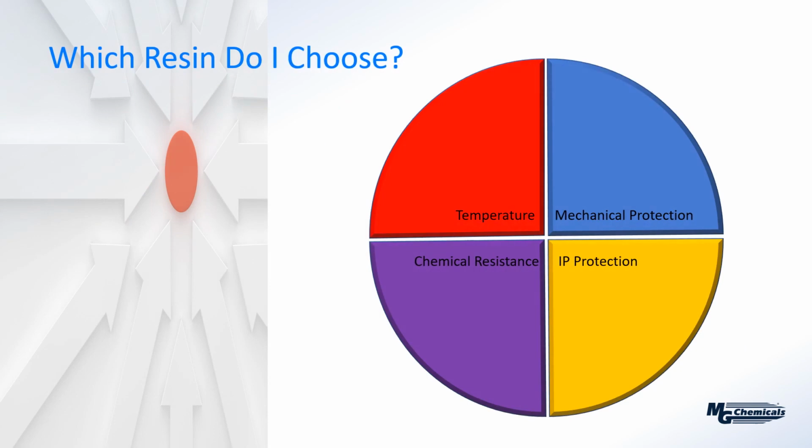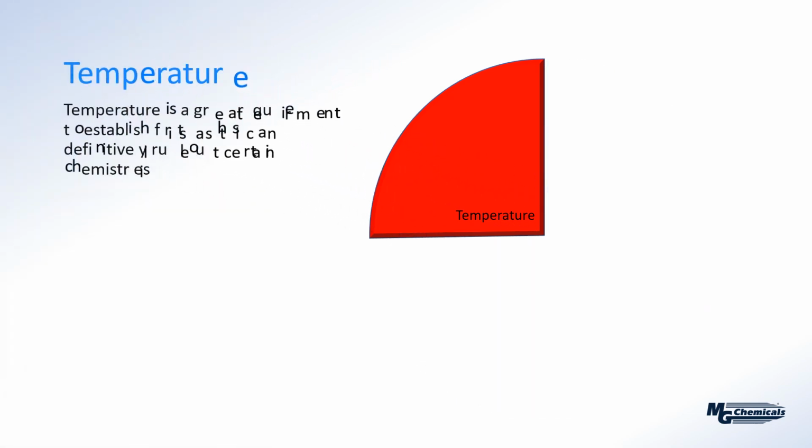All right, so to do that, we're going to look at 4 main considerations. The first being the temperature, and next we're going to look at the chemical resistance, mechanical protection, and then finally IP, or intellectual property protection. So, start with temperature, and that's just a great way to rule out certain chemistries or favor other ones.